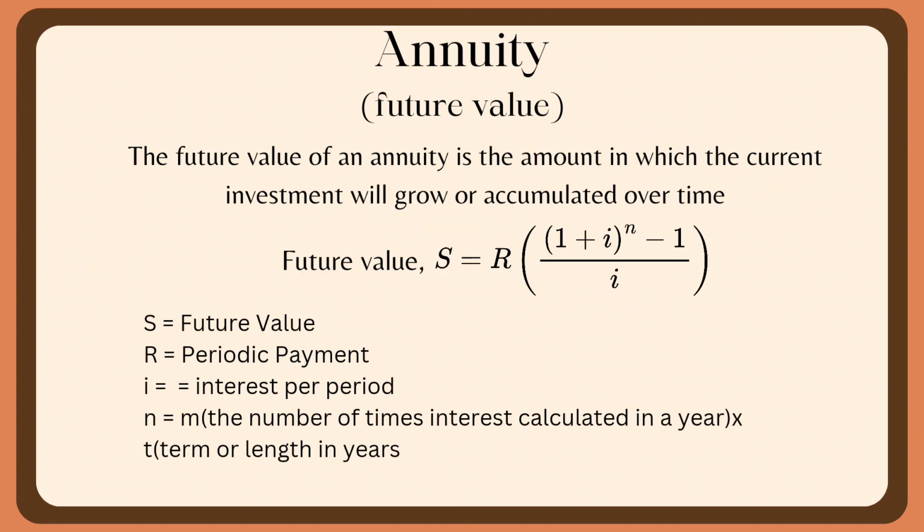Next, the future value of an annuity is the amount to which the current investment will grow or accumulate over time. The future value formula is S equals R[((1 + i)^n - 1) / i], where S is the future value. It is easy to differentiate between these two values because the future value is the amount at the end of the period, while the present value is the amount at the beginning of the period. So now, let's move on to solve some questions.